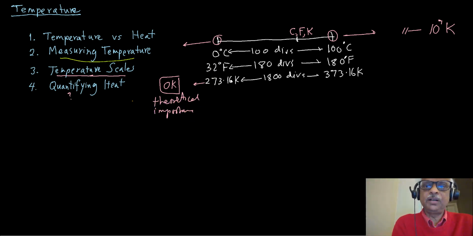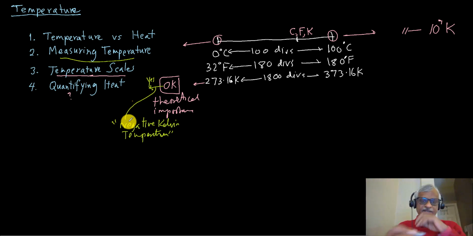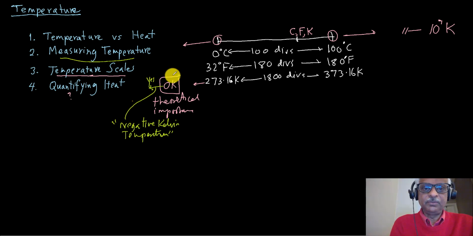Some of you may have a question: can we go below 0 Kelvin? And the answer is yes, you can go negative. They are called negative Kelvin temperatures, and it has been achieved. What it all means you might learn in future courses, but in introductory courses we just say, okay, this is the limit. But you can check it out later.